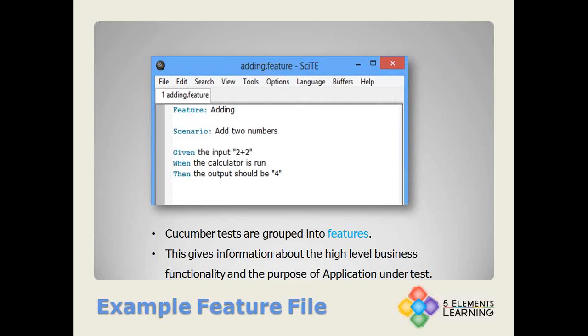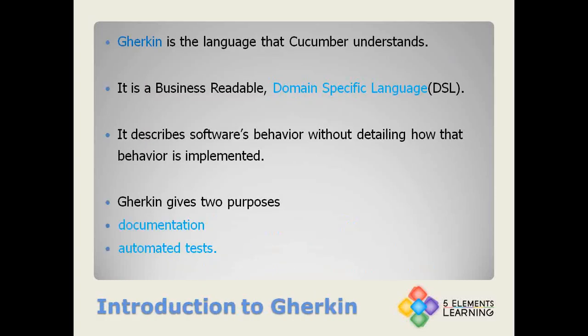Now, every feature can contain multiple scenarios. So a scenario is related to a test case. A scenario is described with the scenario description followed by something called given when then. So feature files are written using Gherkin as a language. Gherkin is the DSL, domain specific language for the Cucumber tool. There are two purposes which Gherkin serves: documentation and automated test.